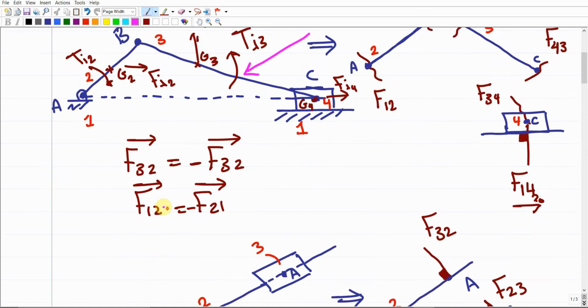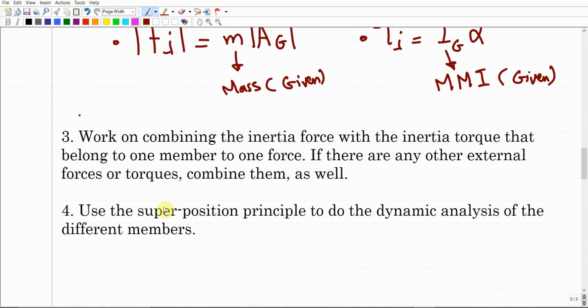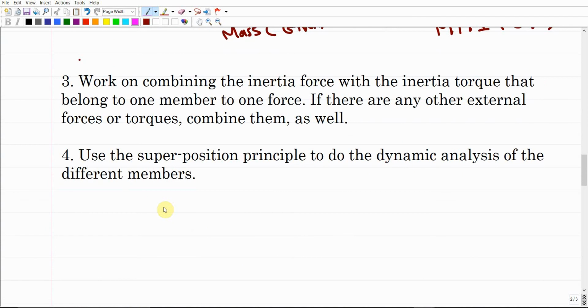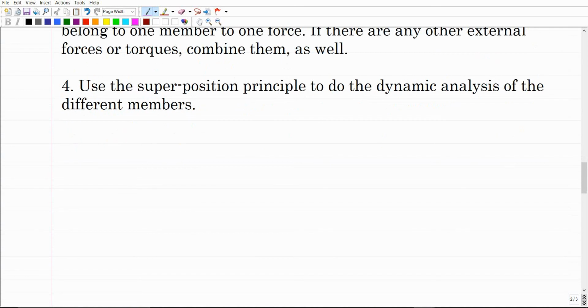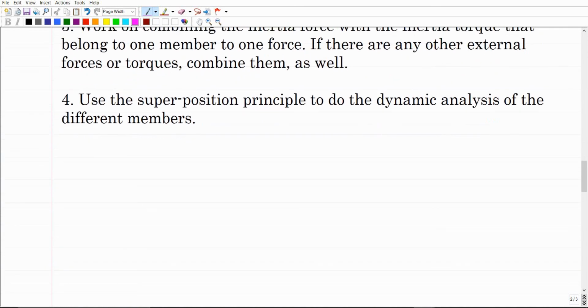And once we do this third step, till now we didn't do any force analysis, by the way. We're just preparing for the graphical work. Remember that we're going to do all these things graphically. Then once we combine these forces together over each individual link, we can move to the force analysis.